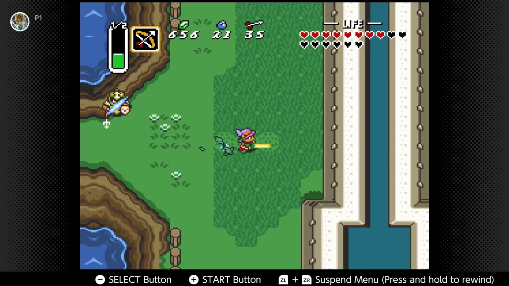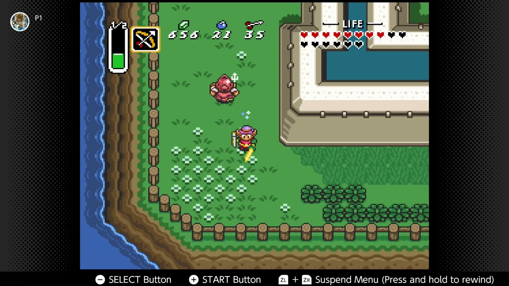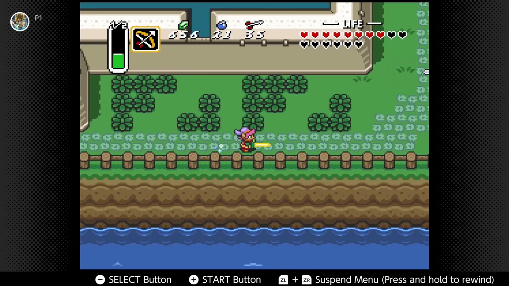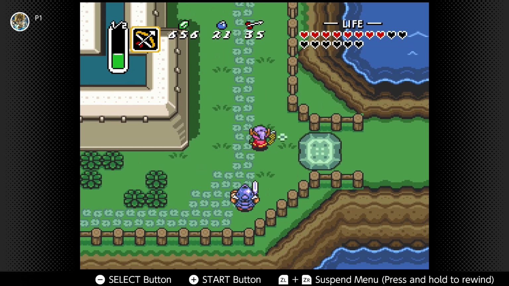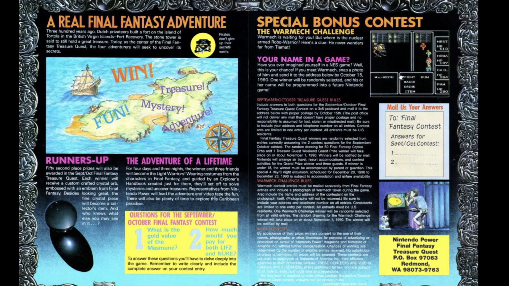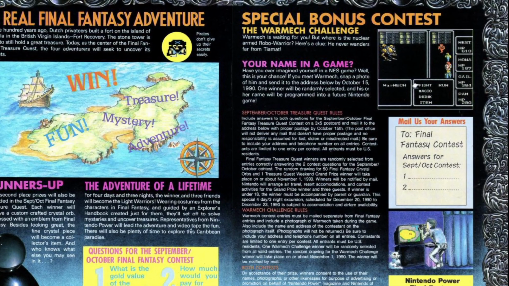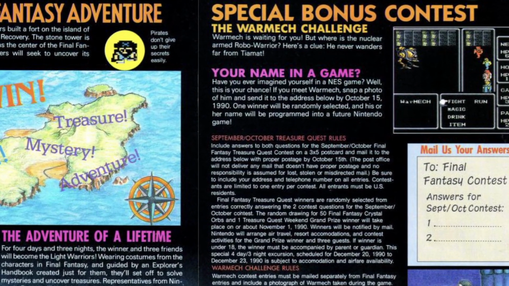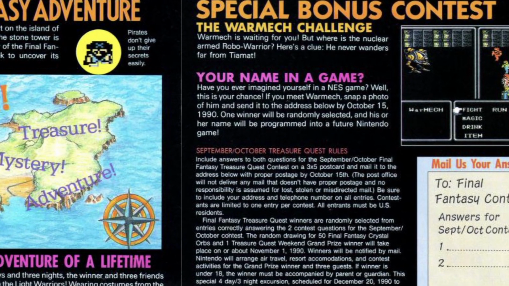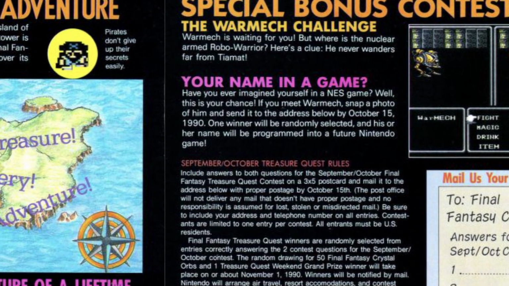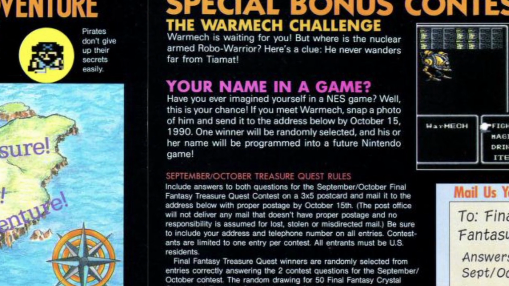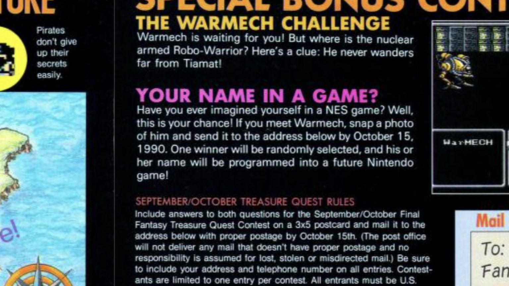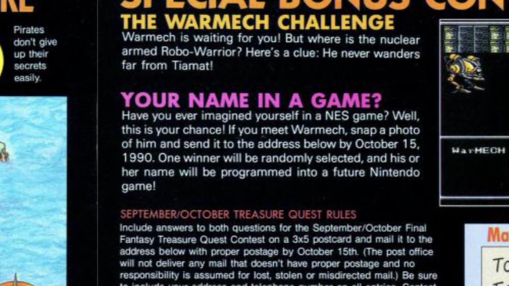We believe that Chris Houlihan was the winner of a Nintendo Power contest held during September and October of 1990, where the winner would have their name programmed into a future NES game. So we've got the original competition here in Nintendo Power, and the competition reads as follows. Have you ever imagined yourself in a NES game? Well, this is your chance. If you meet Warmech, then snap a photo of him and send it to the address below by October the 15th, 1990. One winner will be randomly selected and his or her name will be programmed into a future Nintendo game.